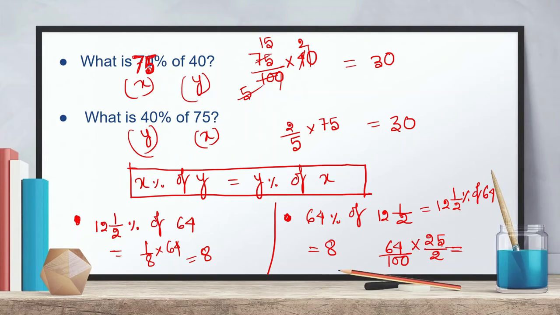So based on flexibility, we can convert x percentage of y into y percentage of x, because both of them are the same. x percentage of y means xy divided by 100, and y percentage of x means y by 100 into x, which is equal to the previous one. Clear? Okay. Now let's have some problems.